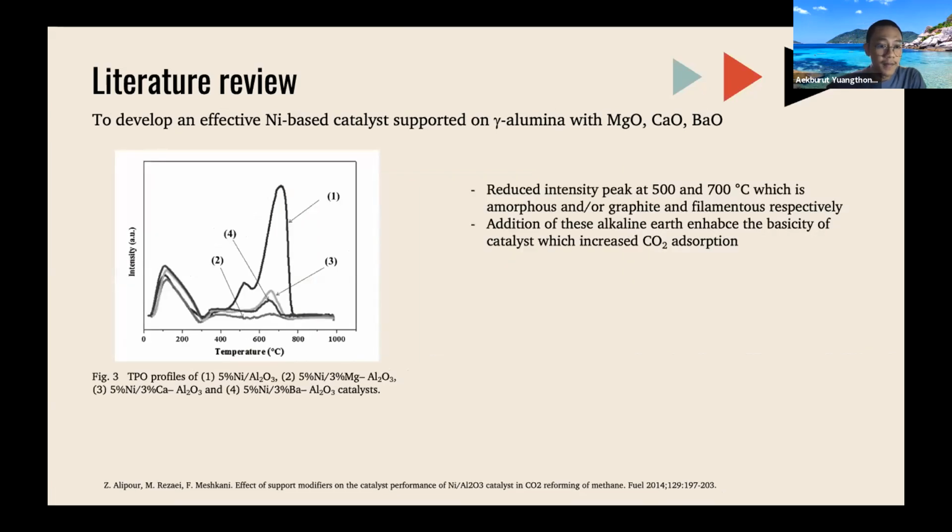And this figure shows the TPO profile. Number 1 is pure nickel. It shows peaks that appear at 500 and 700 degrees Celsius, which refer to amorphous and filamentous carbon. But after adding magnesium, calcium, and barium, these two peaks can be reduced because they enhance the basicity of the catalyst, which can increase the carbon dioxide absorption.